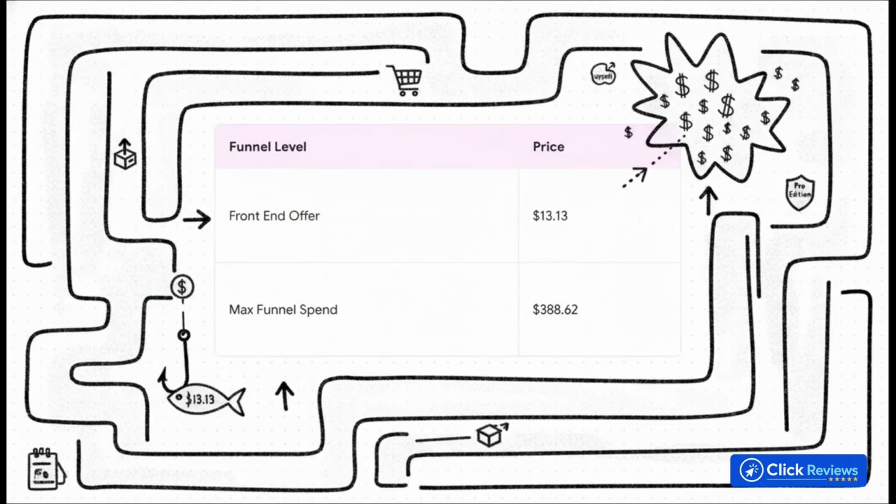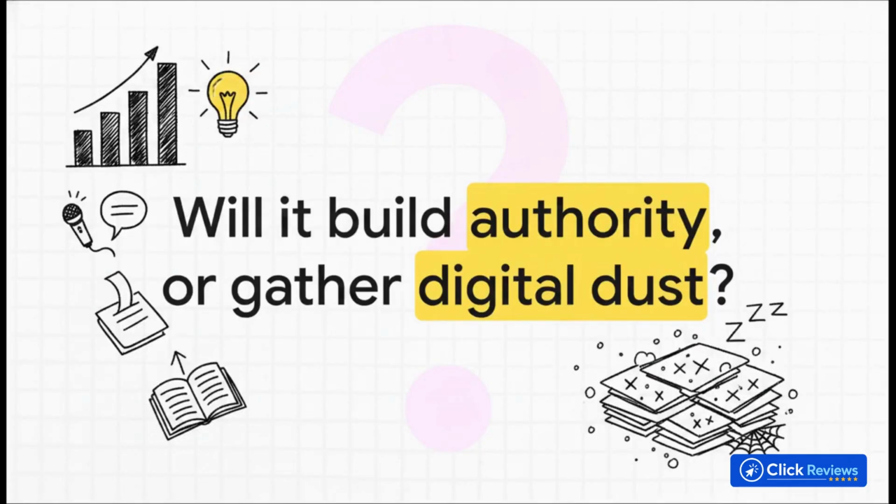If a buyer would actually say yes to absolutely everything in this shared upsell inventory, their total full funnel spend skyrockets to nearly $390. That initial $13, it's really just the bait to get you into a much deeper, much more expensive sales ecosystem. So we're left with a really fascinating contrast here.